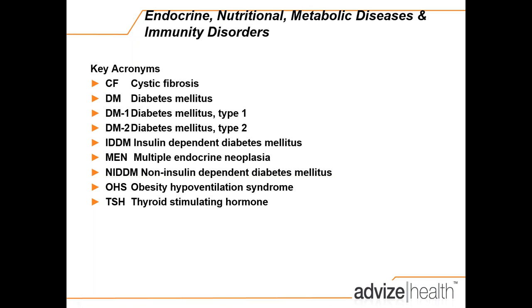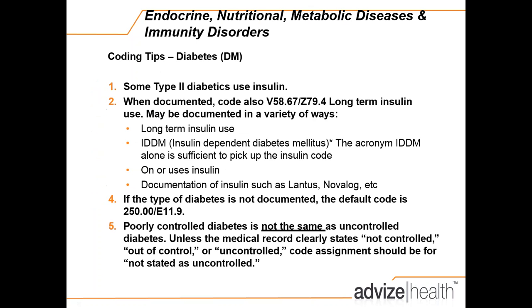Endocrine, nutritional, metabolic diseases, and immunity disorders. These are some key acronyms that you'll see, very, very common. Diabetes 1 and 2, insulin-dependent diabetes, and so forth. Coding tips for diabetes. Some type 2 diabetics use insulin. When documented, code also Z79.4 for long-term use of insulin.